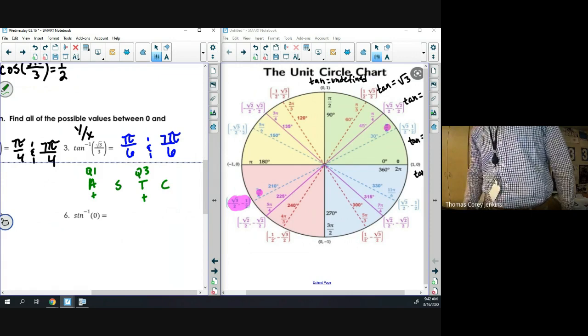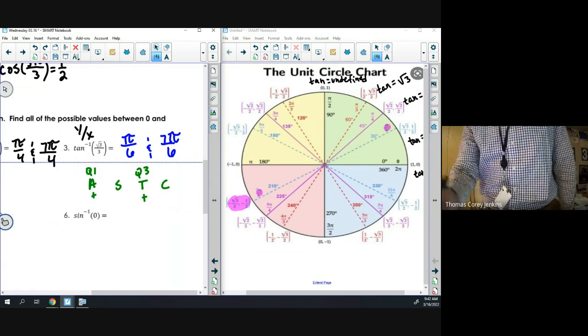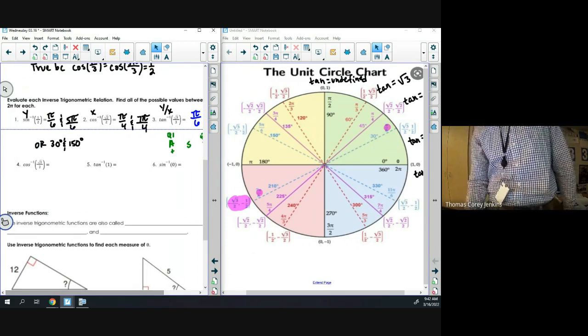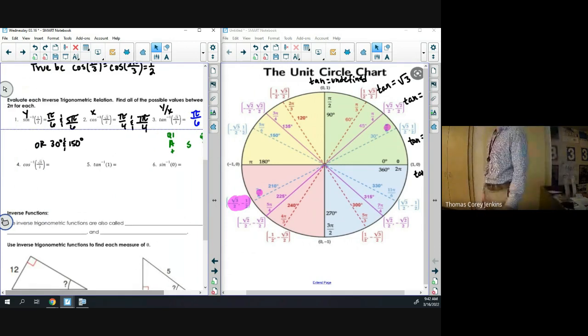Okay. All right. But anyways, I want you guys to take a minute here, and you all try 4, 5, and 6, and then we'll review the answers here in just a sec. So arc cosine of square root of 3 over 2, arc tangent of 1, and arc sine of 0.